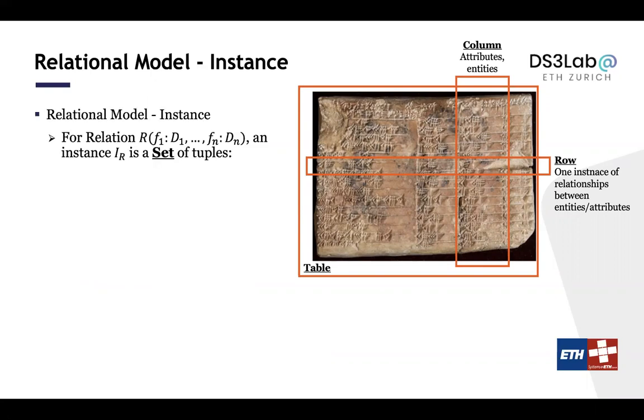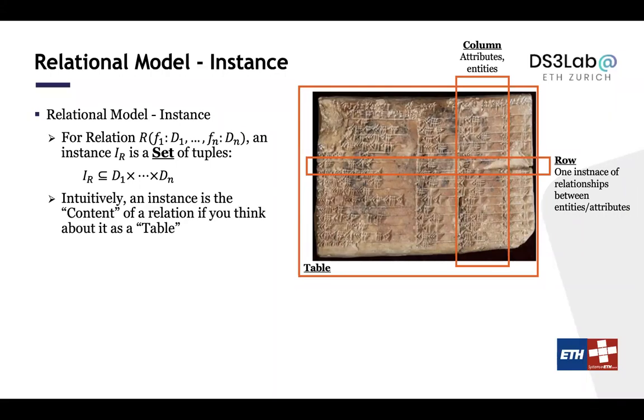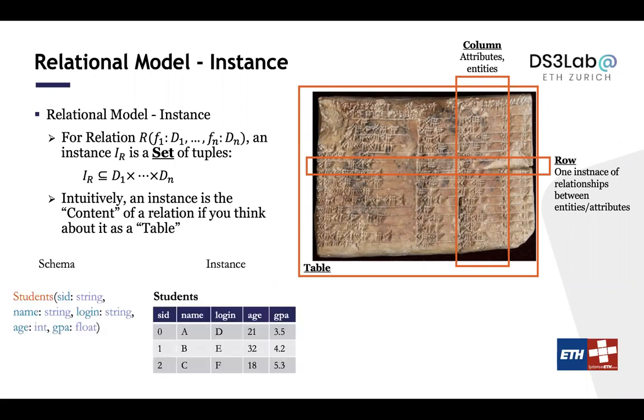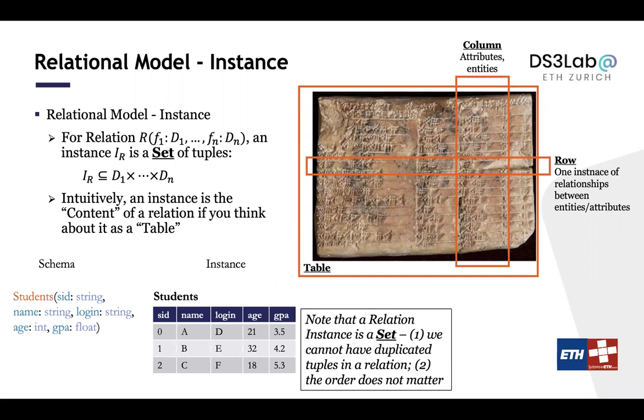So for each relation R, assuming you define n different attributes, and each one of them has a domain, D1 to Dn, an instance of this relation is a set of tuples, where each tuple can take value in the cross product of all these domains, D1 to Dn. So intuitively, the instance is like the content of the table. If you have a schema like this, this is one database instance, right? You have 3 students in this relation, you have student ID, name, login, and so on and so forth.